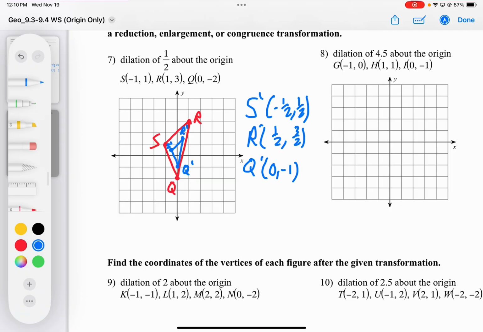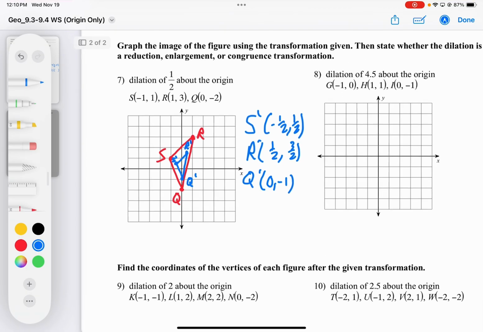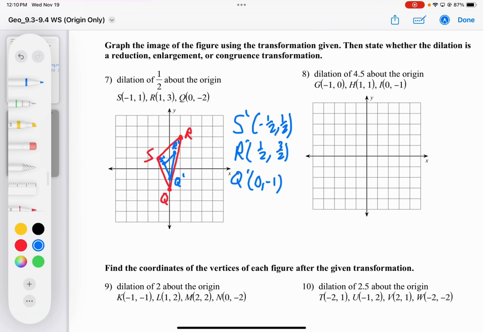Get used to writing your coordinates because tomorrow on your quiz, I will want you guys to write your coordinates as well too. Do we have to? Yeah, I'll say it in the instructions.